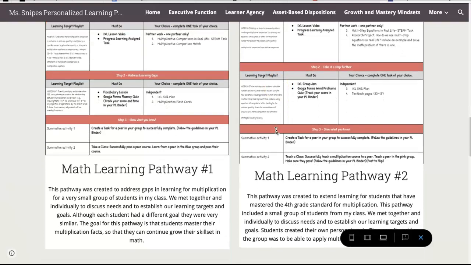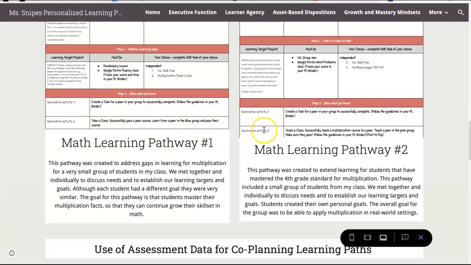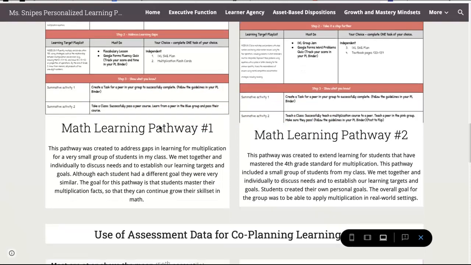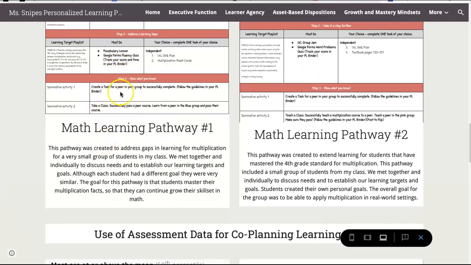The Show What You Know task is very different for both, but it's still creative, it's still fun, and it still integrates technology into their pathway. For student 1, they are to choose one and create a task for a peer in their group to successfully complete, or take a class from a peer and pass that class. They would learn from a peer in a blue group and pass their course. A blue group just means a student who has mastered this learning target already.